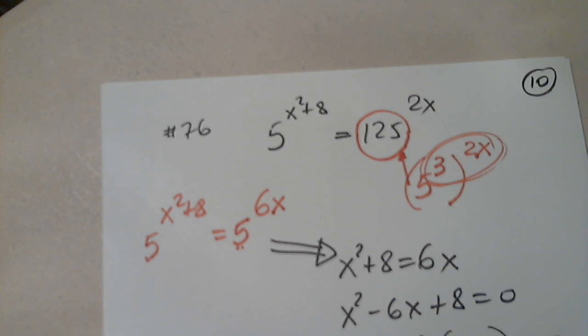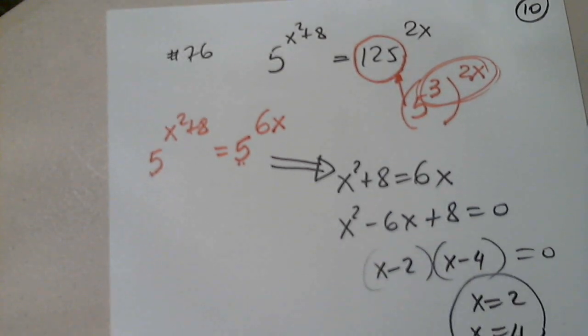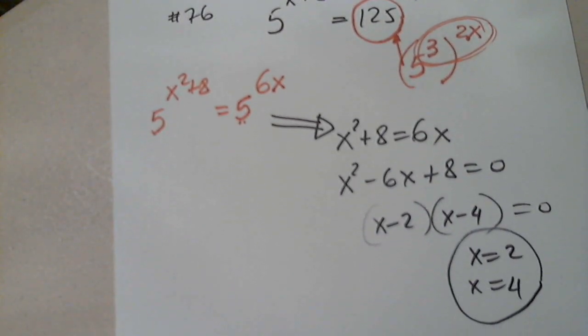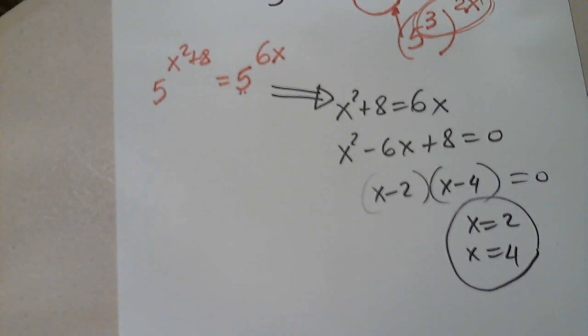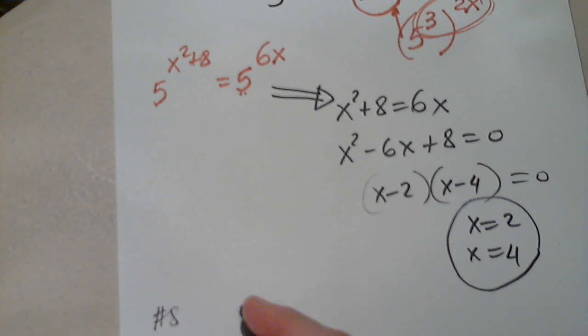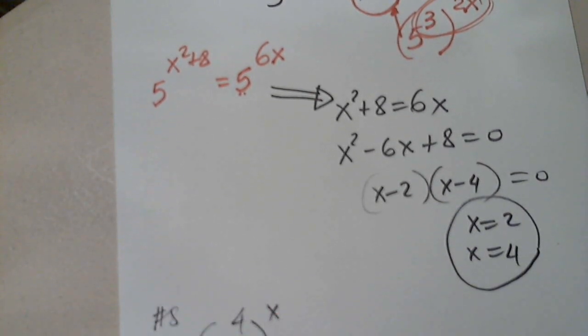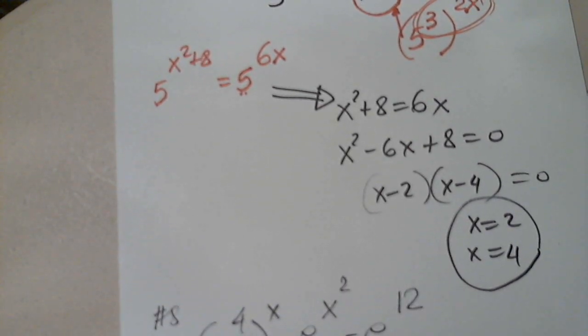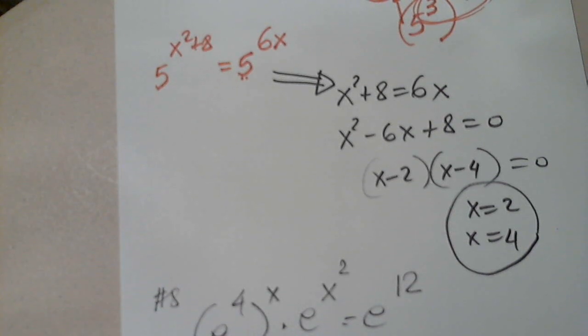Now the next one, any questions on this? Okay, the next one is 82. And it's e to 4, everything to power x, times e to x squared equals e to the 12th. Look at how many e's in here. Okay. Well, I have to clean it up. I can't decide what to do before I clean it up.